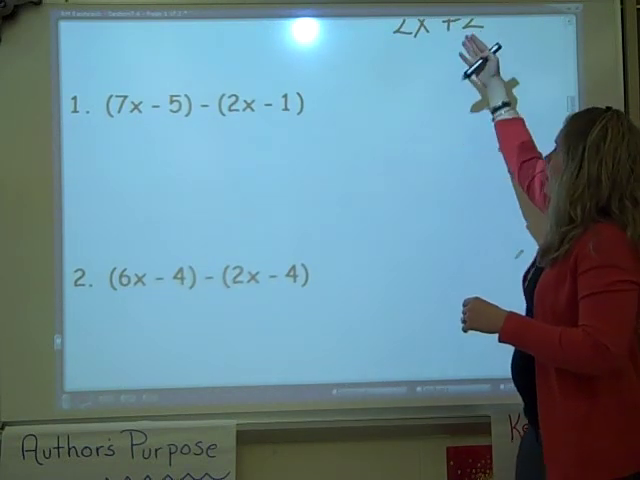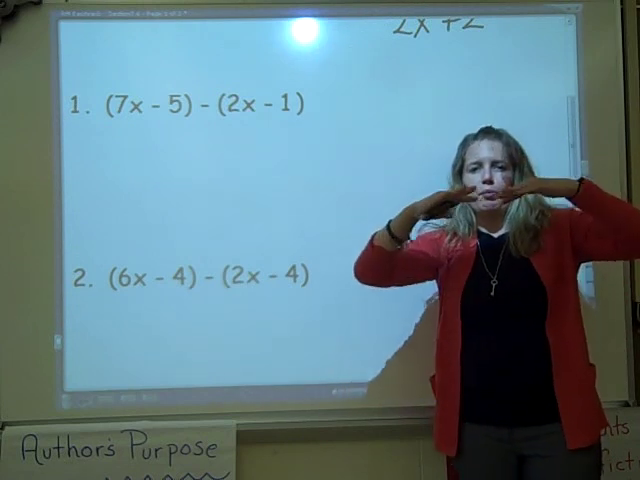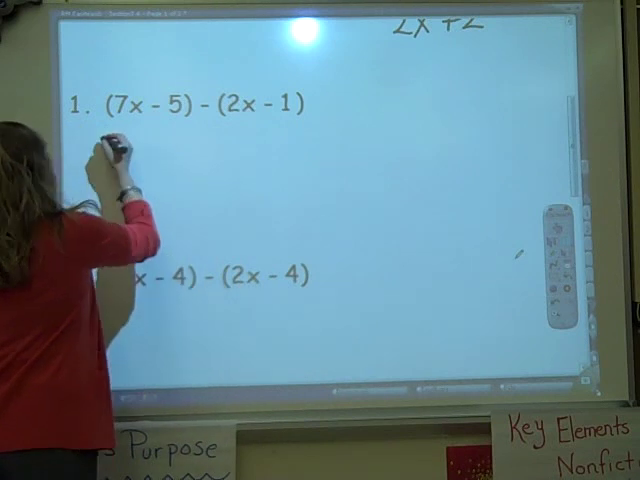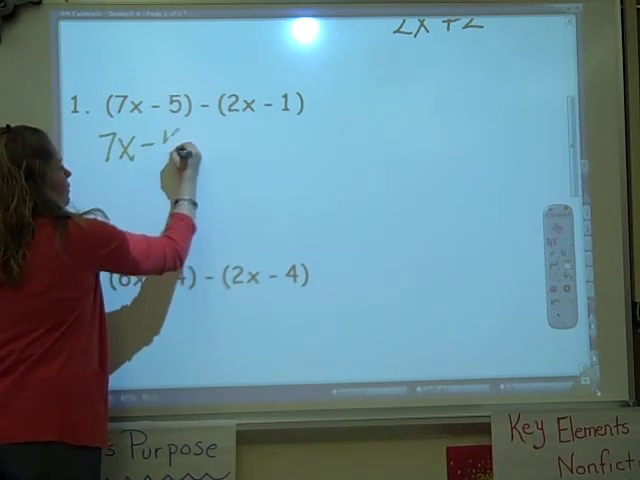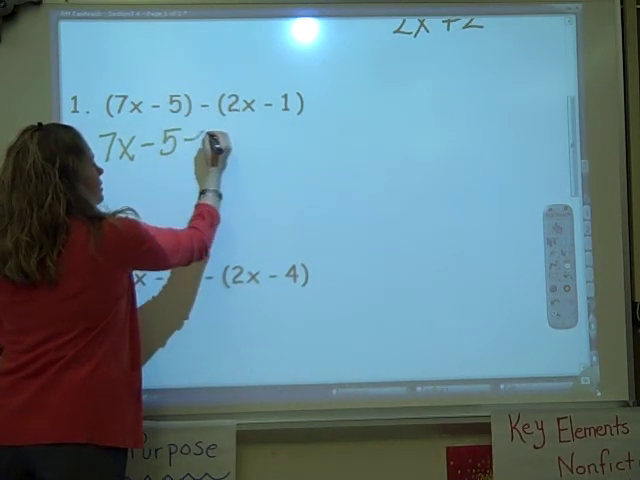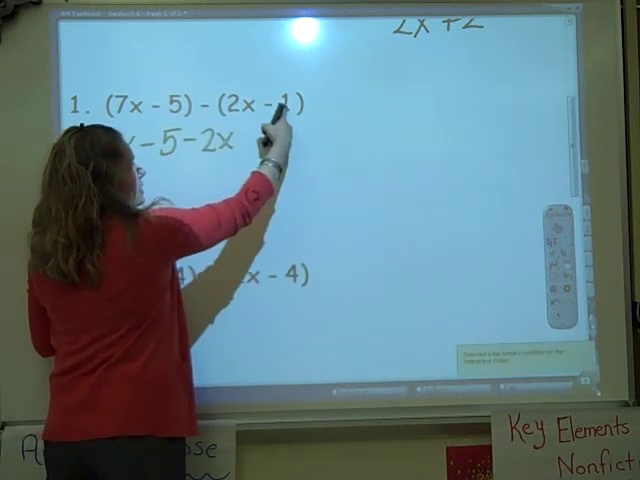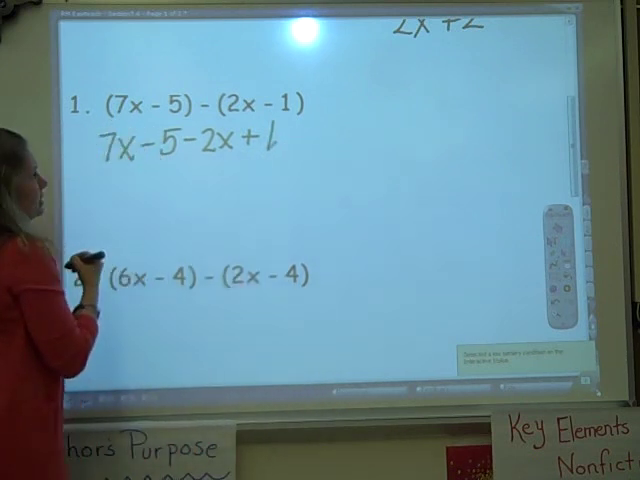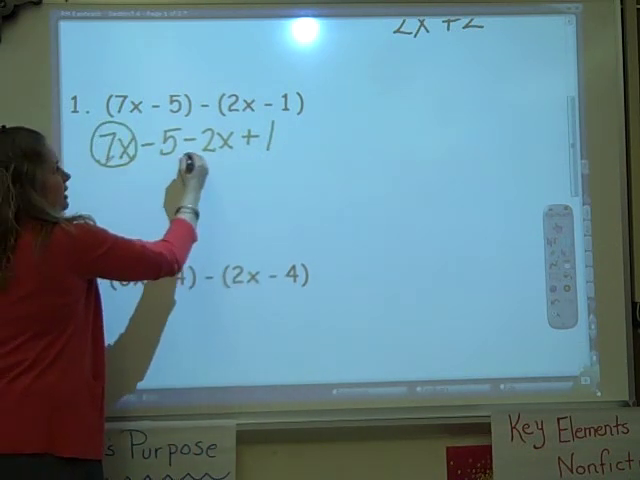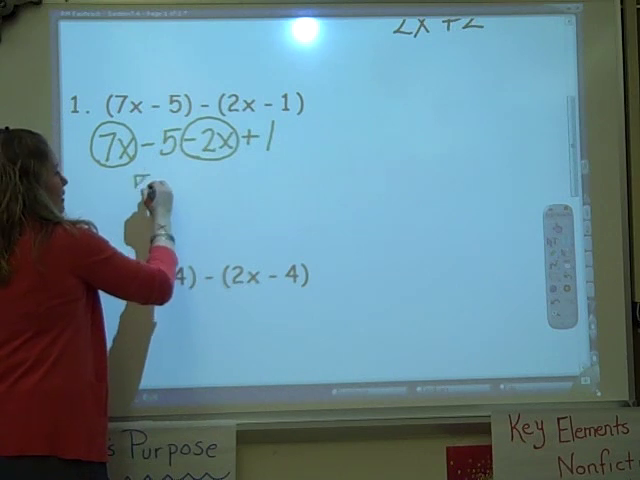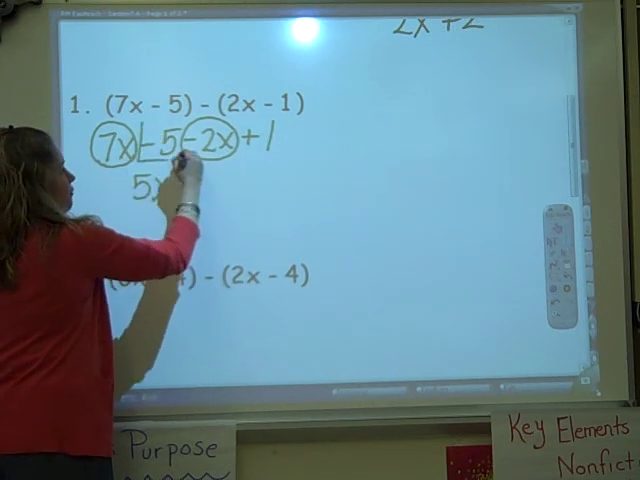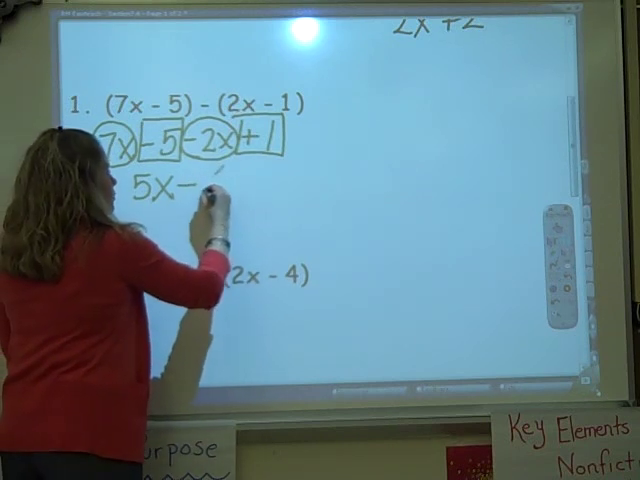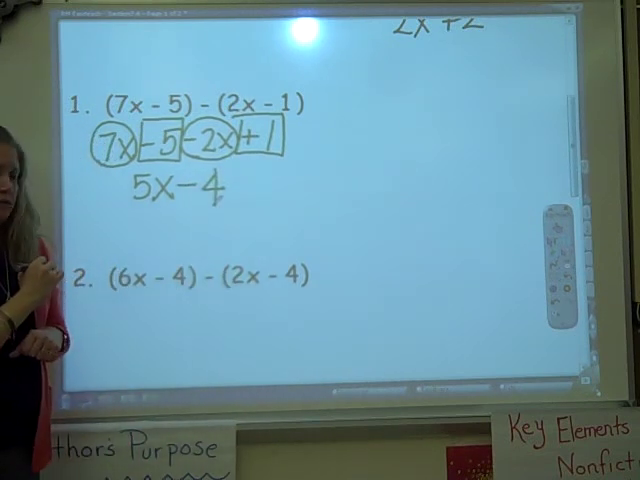So let's look at some more examples. I'm going to keep doing it the second way, that way you can at least see that work, and then you can compare your answer with mine. 7x minus 5 minus 2x minus a negative 1. Minus a negative 1 means plus 1. Put together like terms. 7x and a negative 2x is 5x. Negative 5 plus 1 is negative 4, so minus 4. And that would be your answer.